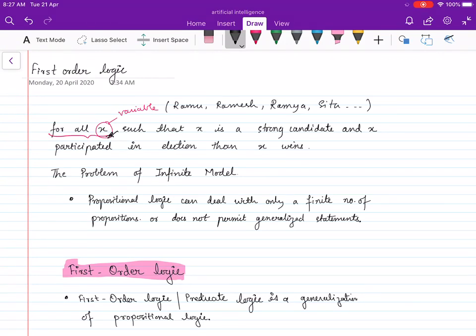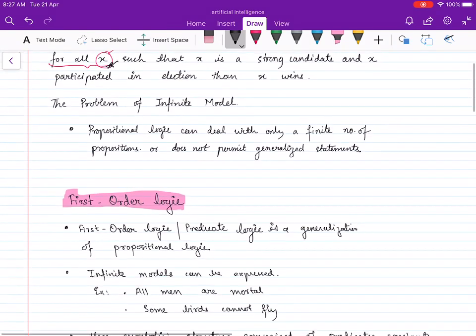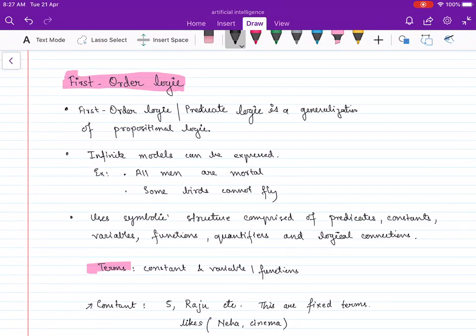So we move to first order logic. As propositional logic cannot deal with variables, it can deal with only a finite number of propositions and does not permit generalized statements. First order logic, also called predicate logic, is a generalization of propositional logic. In this, infinite models can be expressed. For example, all men are mortal, some birds cannot fly. It uses a symbolic structure comprised of predicates, constants, variables, functions, quantifiers, and logical connectives.